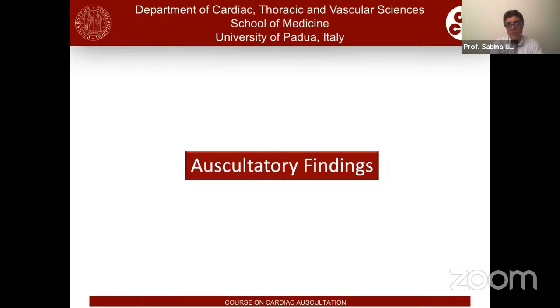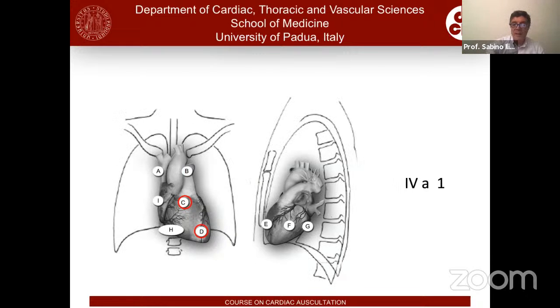So let's concentrate now on auscultatory findings. And as you can see, Dr. Renan, yes, I'm enthusiastic about the extremes of cardiology. From one side, the auscultation, the other side, the very sophisticated method like magnetic resonance. Okay, so let's start with this auscultatory finding in this patient with mitral valve prolapse.